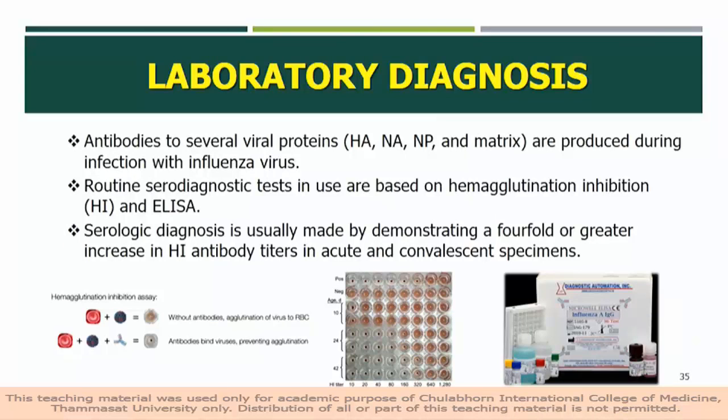Routine serodiagnostic tests in use are based on hemagglutination inhibition and ELISA, as I already mentioned, to detect antibody against several virus proteins such as anti-HA or anti-NA. Paired acute and convalescent sera are necessary because normal individuals usually have influenza antibodies. A fourfold or greater increase in titer must occur to indicate influenza infection.